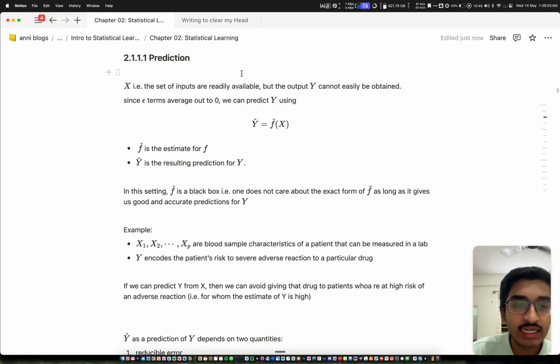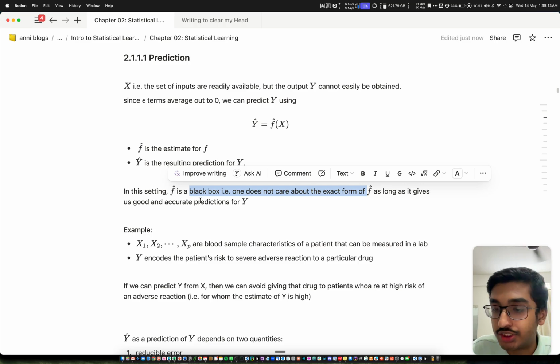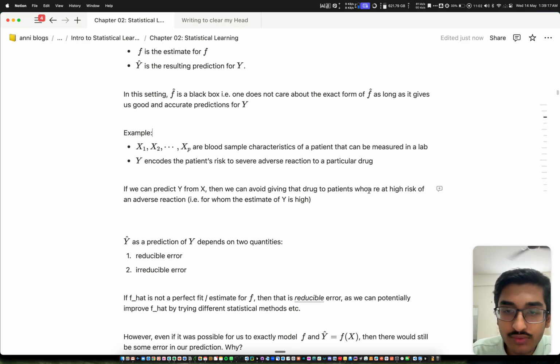So exactly what's written here, right? f hat, which is basically your prediction, is a black box, and one does not care about the exact form of f, as long as it gives us good, accurate predictions for y.